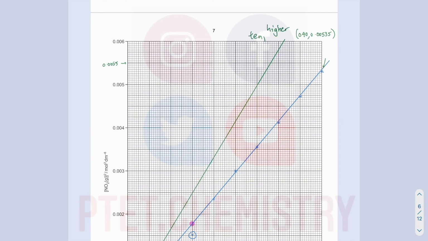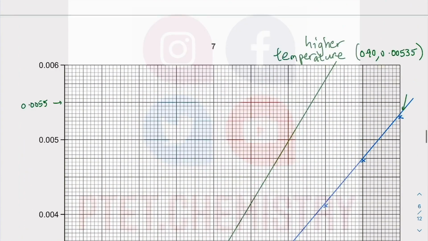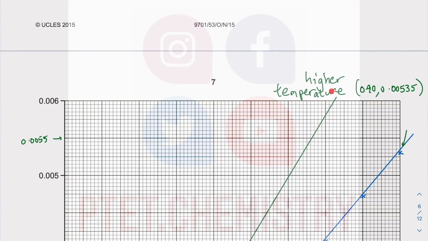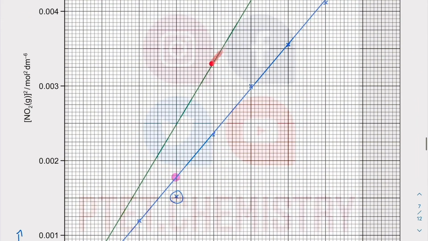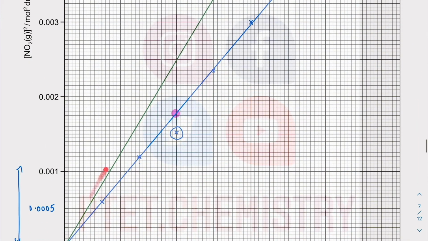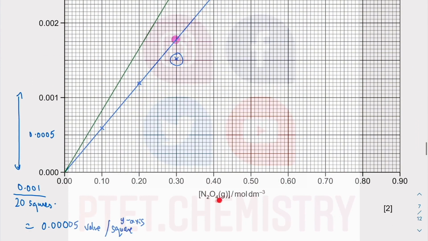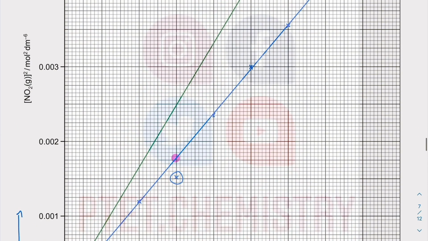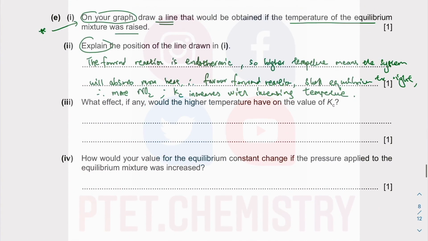Higher temperature. Okay, of course you don't use colored ink apart from blue and black in a real exam, so you just have to label it. Do I know the exact value? No, I don't, but it is a line. When there is no N2O4, there's no NO2, so it still starts from 0, 0. It's a more positive gradient because the value of Kc increases with temperature, because the forward reaction is endothermic.